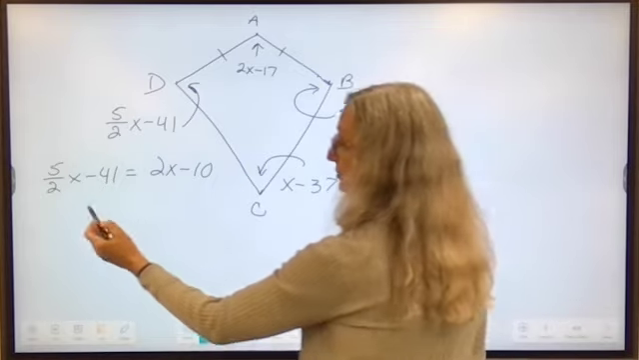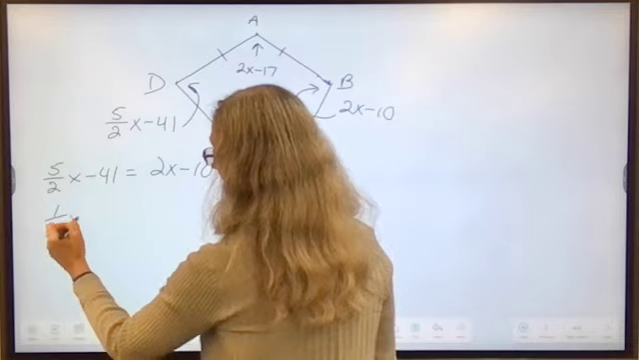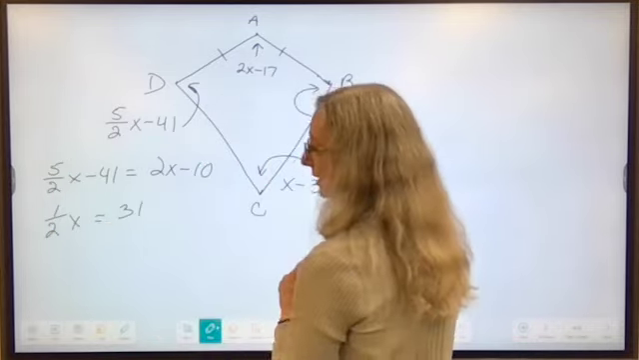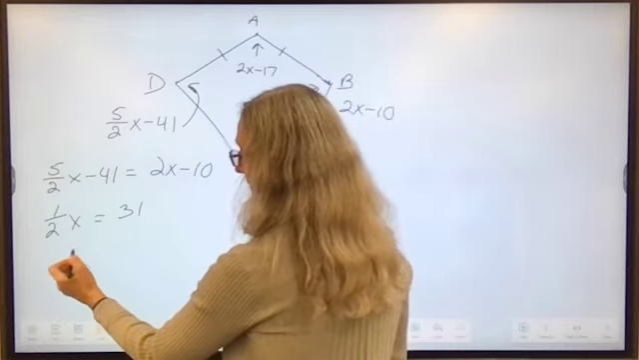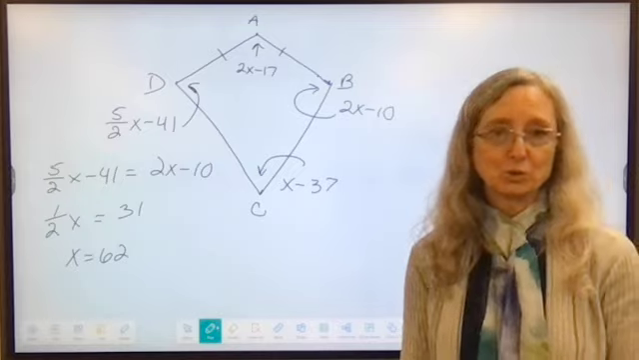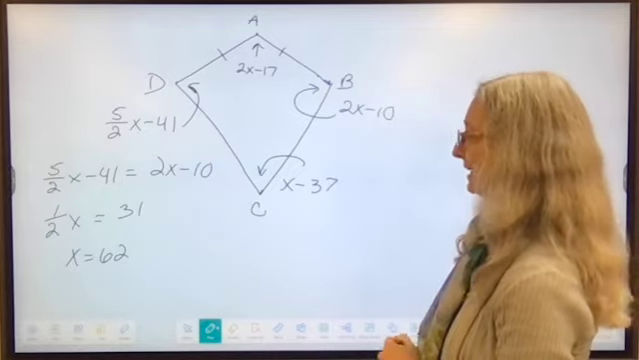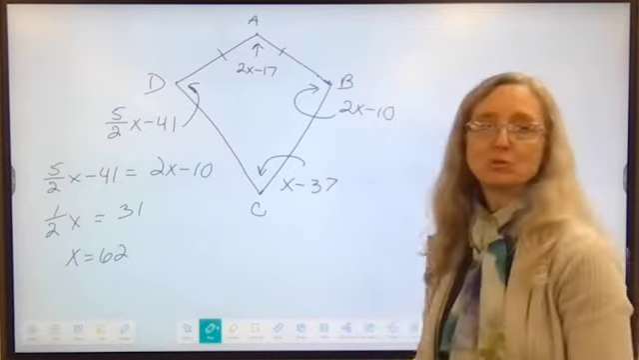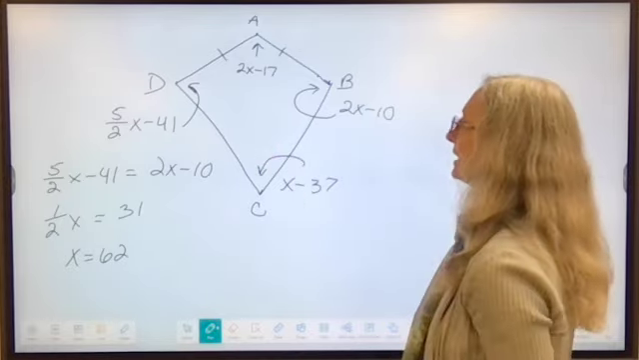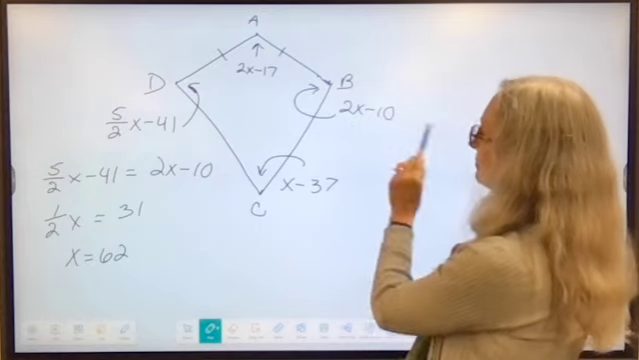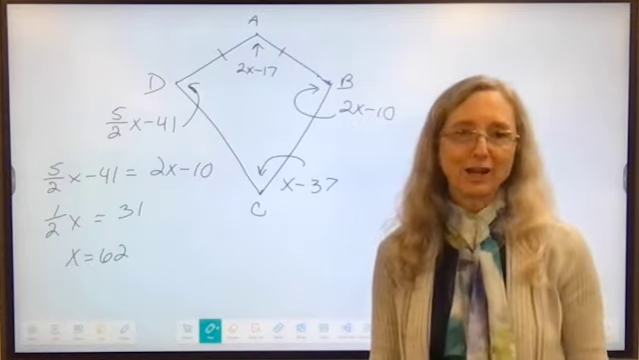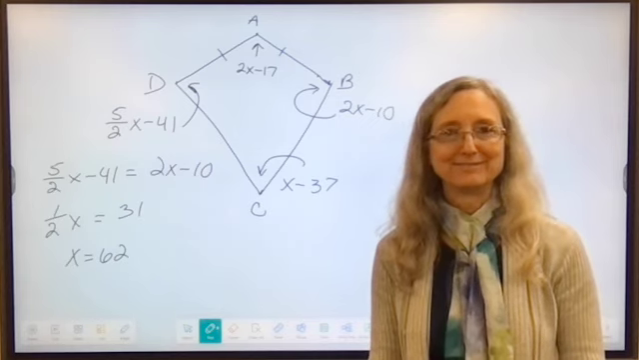When I subtract 2x, I get 1/2 x. And when I add 41, I get 31. And that means when I multiply by 2, x would equal 62. Now I can plug that in. This angle is 62 minus 37. This angle is 2 times 62 minus 17. 2 times 62 minus 10, etc. Plug it in and you've got your four angles.